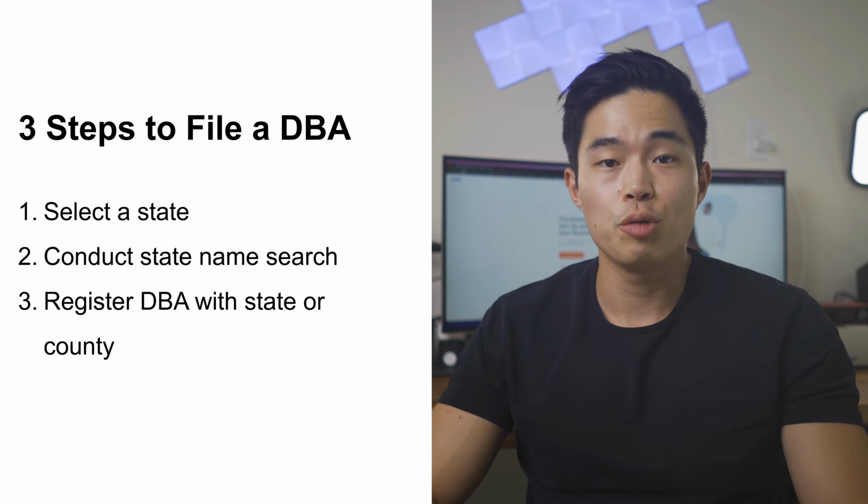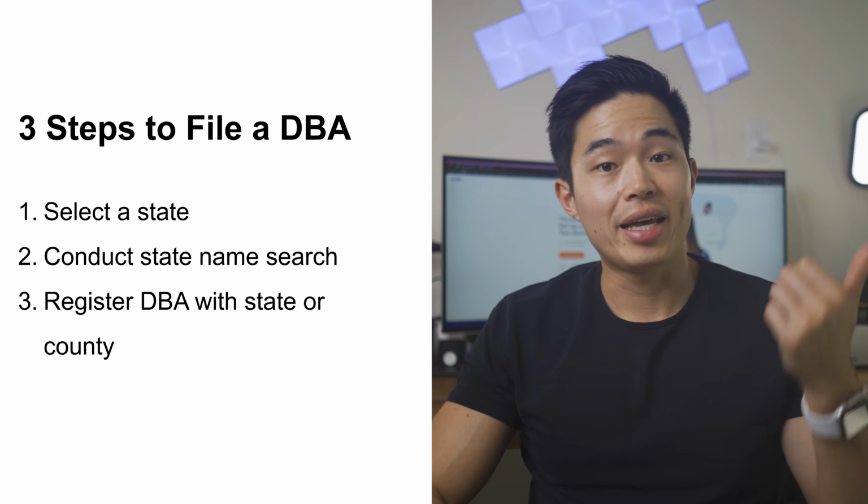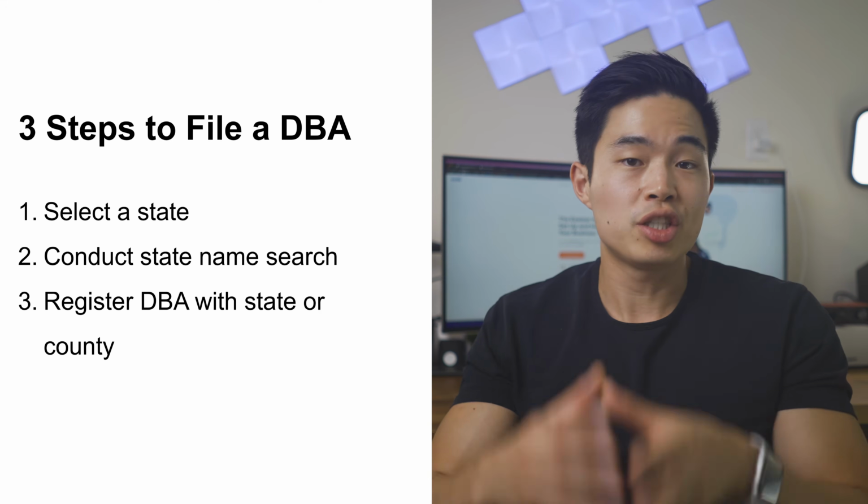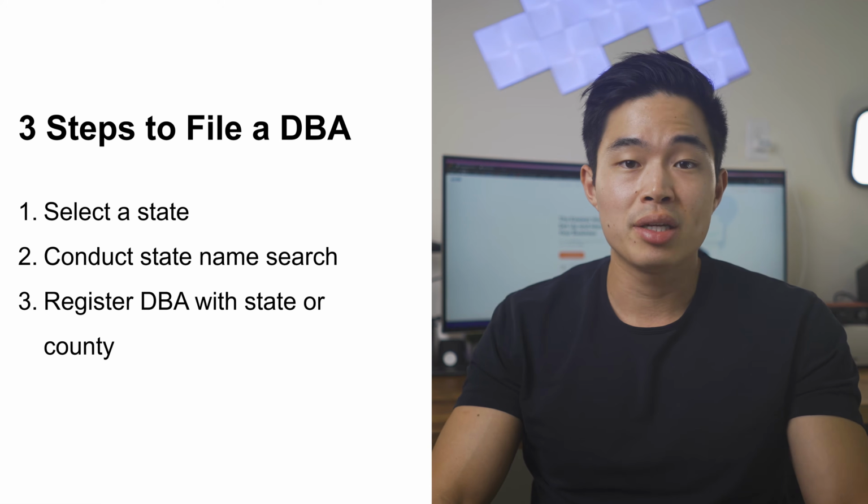Filing for a DBA name is a fairly simple process, and it basically takes 3 steps. Of course, you'll have to select the state you plan on filing in. Then you'll have to conduct a state name search for the name that you're planning on using. And then you'll register your DBA with the state or county that you're filing in. In some cases, you may need to run an ad in the local newspaper as a public notice that you'll be starting your business in that area. But I'll touch on this more at the end of the video where we go over how much it will cost to start your DBA. So let's go into these steps in more detail.